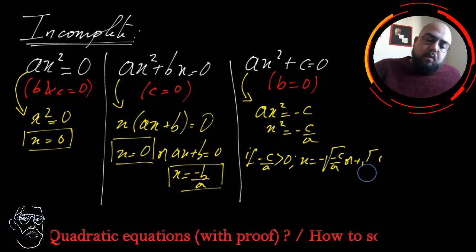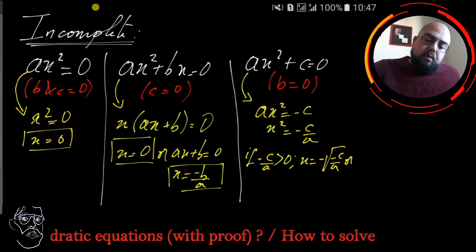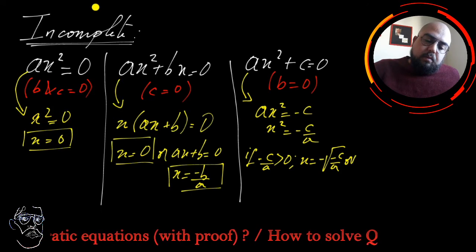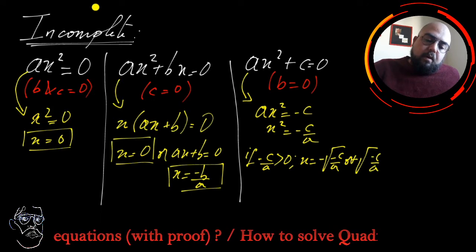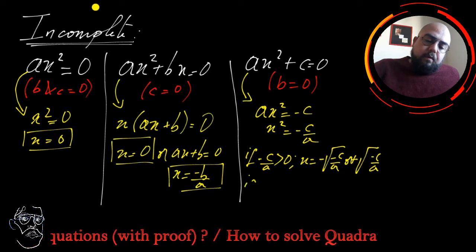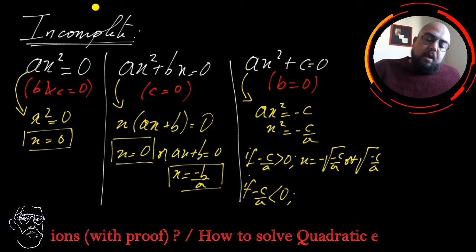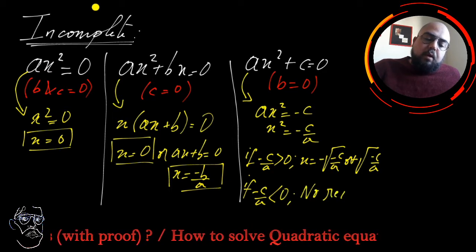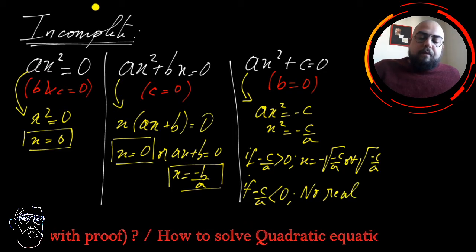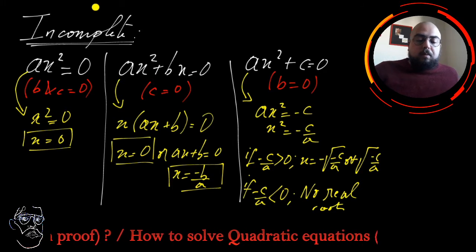or plus the square root of minus c over a. What if minus c over a was negative? In this case you will have no real roots. We're talking in the real numbers, so no real roots. We're not discussing the complex numbers.